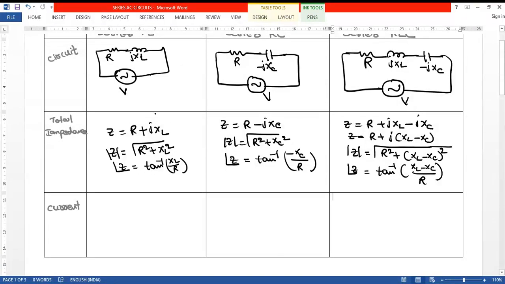Next, the current in the circuit. This one is I. Current I flows in the circuit. What is V? V is equal to Vm sin omega t. Let the current I be equal to V by Z.